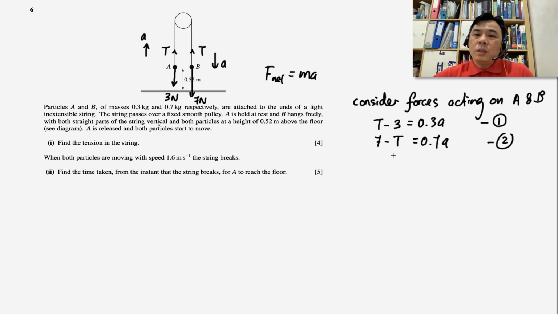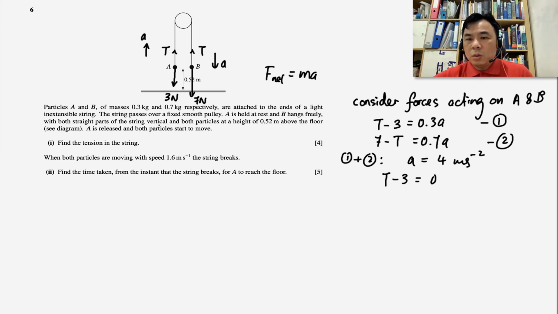Okay, solving this simultaneously as usual, we're going to add up both of the equations. We will get a equal to 4 meters per second squared directly. Once we have done that, we can substitute this into either one of these. Take for instance, I'm going to use equation number 1. So tension minus 3 is equal to 0.3 times 4, which is 1.2. Therefore, tension is equal to 4.2 Newtons.